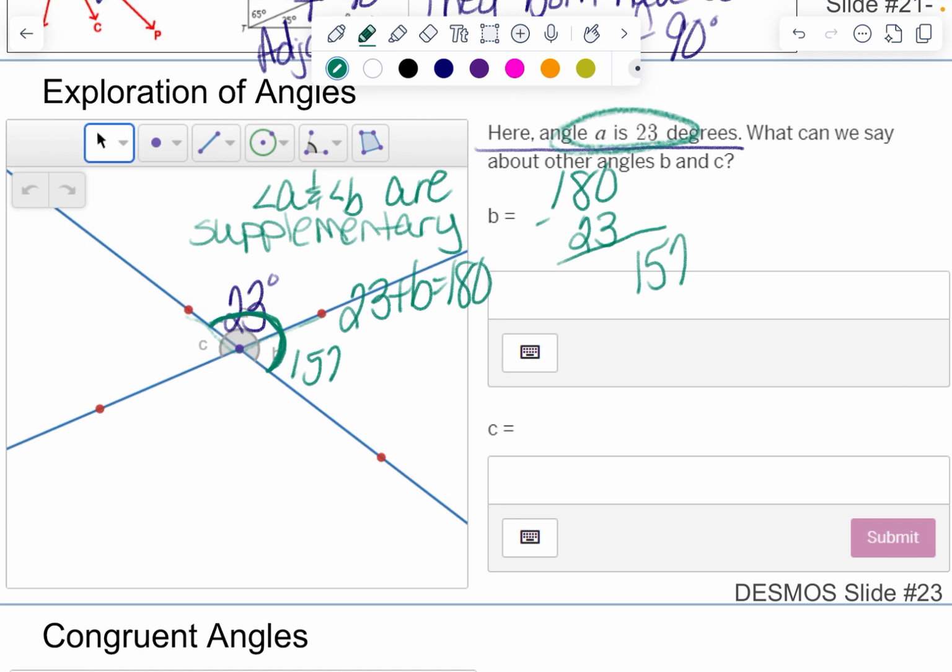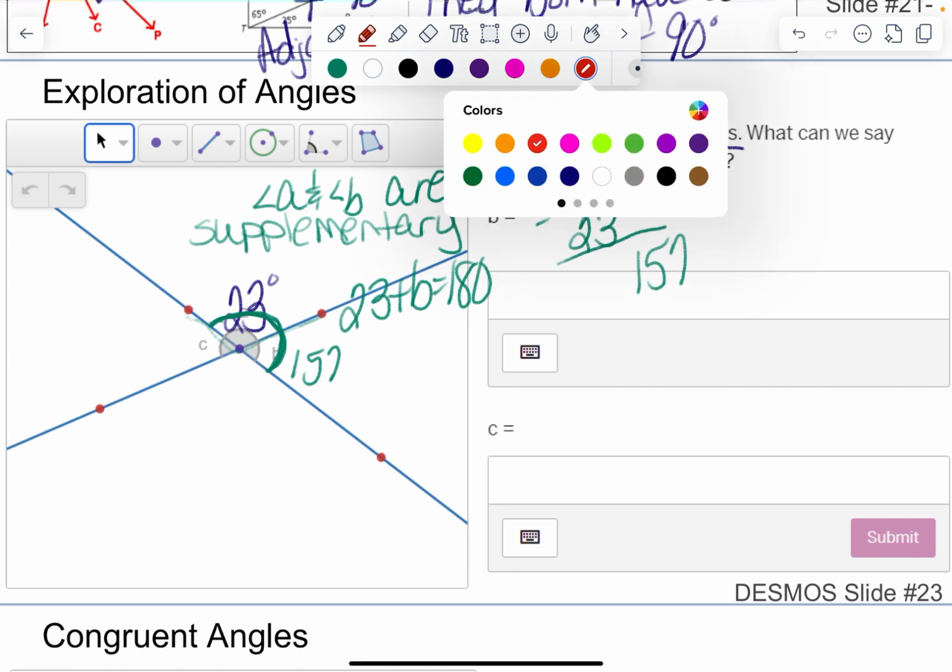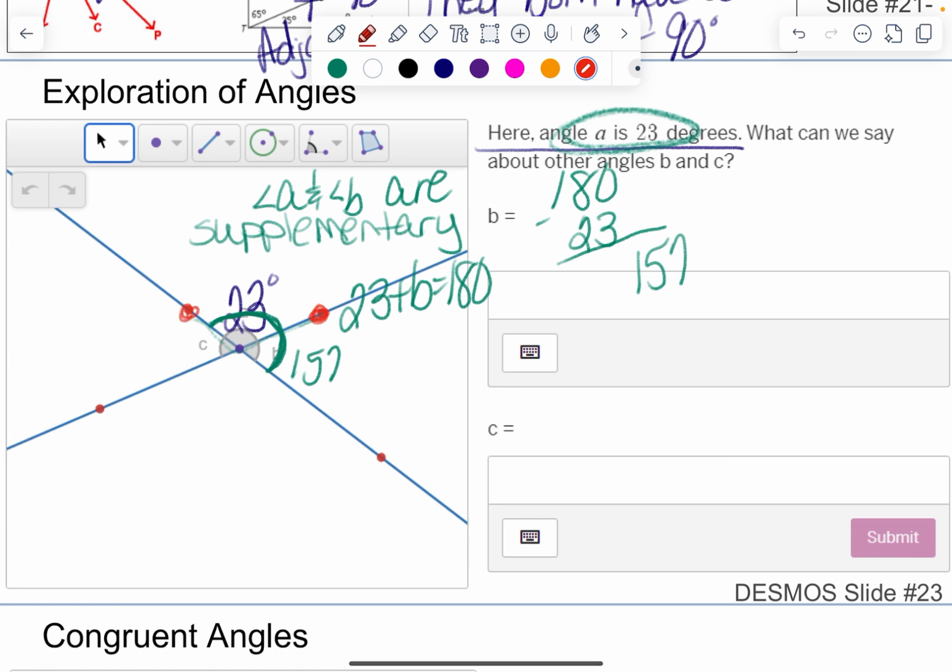Now, these red dots right here, this is probably where doing the Desmos without the Desmos is not a good idea, because what it's going to have you doing is moving this to get it lined up and then it's going to tell you the angle measure. You weren't figuring it, but we're figuring it like this. So based off of what we know about supplementary angles and what we were given, if angle A is 23 degrees, angle B has to be 157.